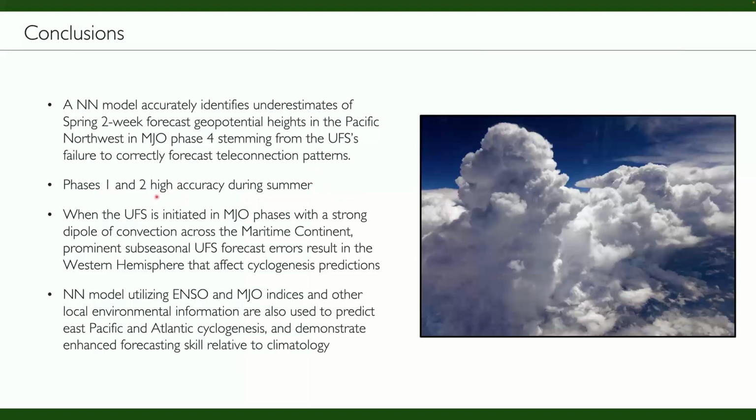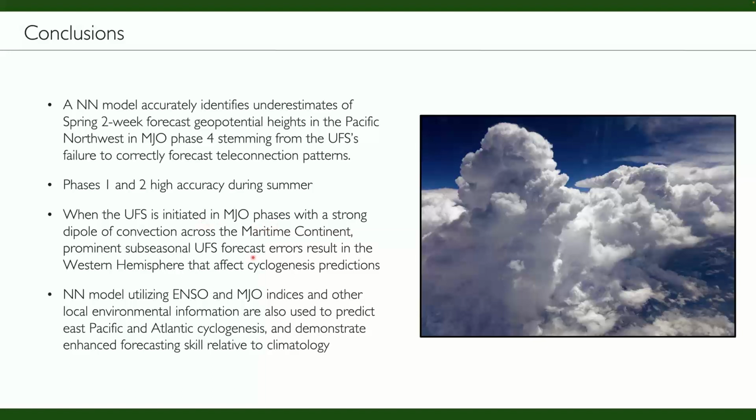Something I didn't talk about is that we also looked at summertime and the ability of this neural network to predict errors during summertime, and we actually found that phases 1 and 2 and also places like the Great Plains show a really big signal. That's something that's contained within our paper, and a topic maybe for a future presentation.